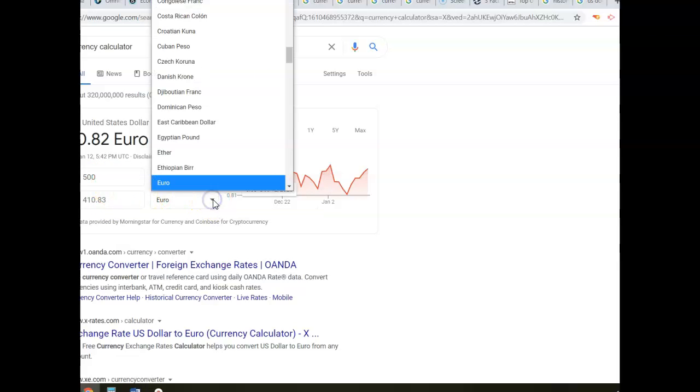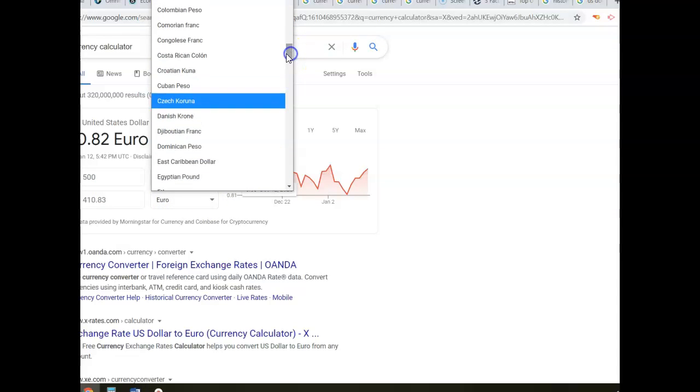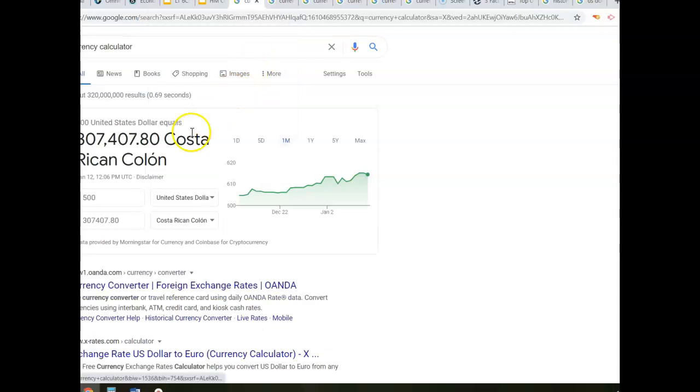Let's say, however, you are going to go to Costa Rica. You're going to get the colon. 500 US dollars would be worth 307,407 Costa Rican colons. So again, I wouldn't take this particular date and say that's how much money I would have if I go to Costa Rica in a year. But right before you travel, you can take a look at the currency calculator and figure out how much your US dollars will convert to in the local currency of where you're traveling to.